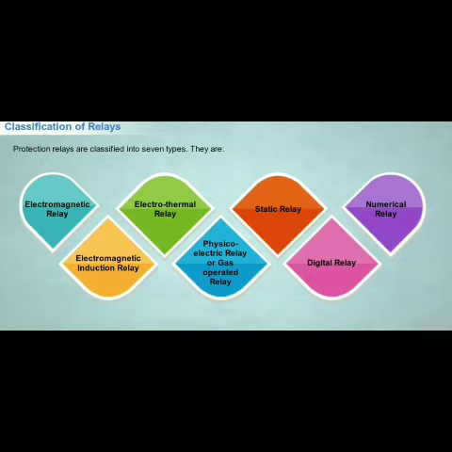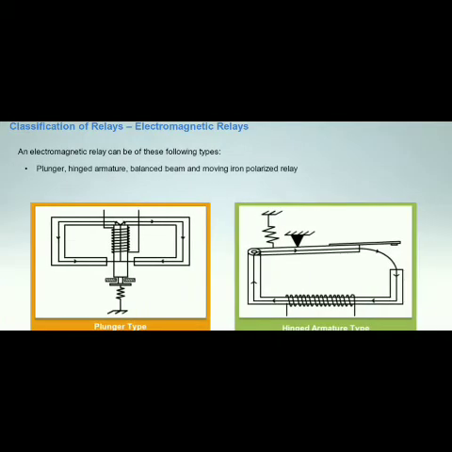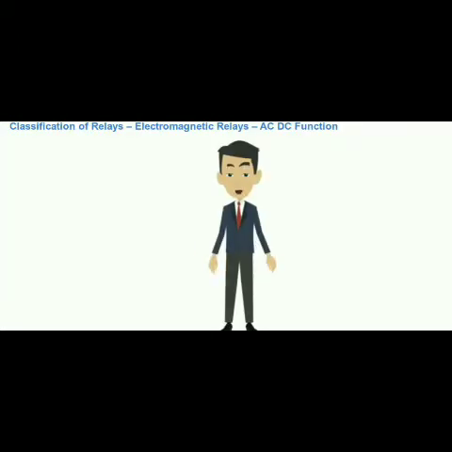Let us begin with electromagnetic relay. An electromagnetic relay can be of the following types: plunger, hinged armature, balanced beam, and moving iron polarized relay. These are simplified types which respond to AC as well as DC. We have learned that the simplified types of electromagnetic relay respond to AC and DC as well.